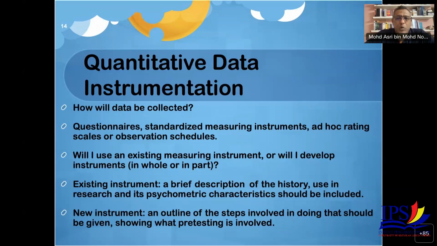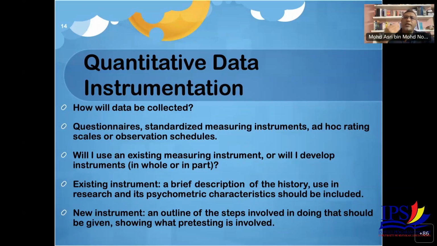Of course, you need to explain this instrument in your chapter 3. Let's say, because we are doing a project paper, we are going to use an existing instrument. So in the section where you talk about the instrument, please give a brief description of the history of the instrument, when it was developed, by whom, and if it has gone through a process of adaptation, explain the process of the adaptation, by whom, when, where, in what research, and so on and so forth.